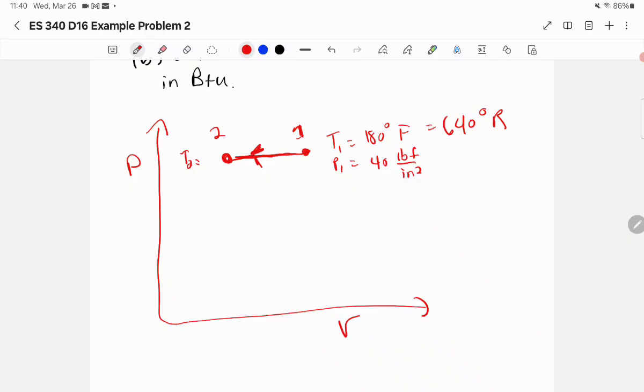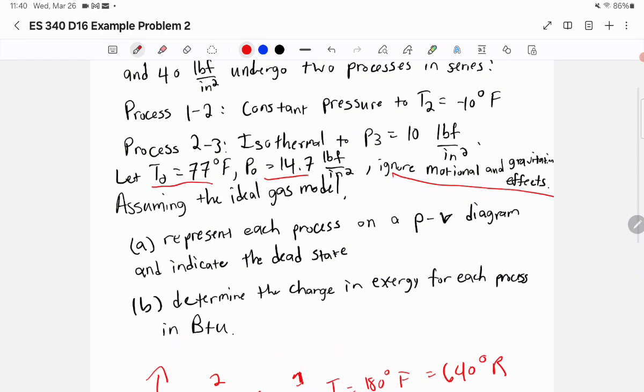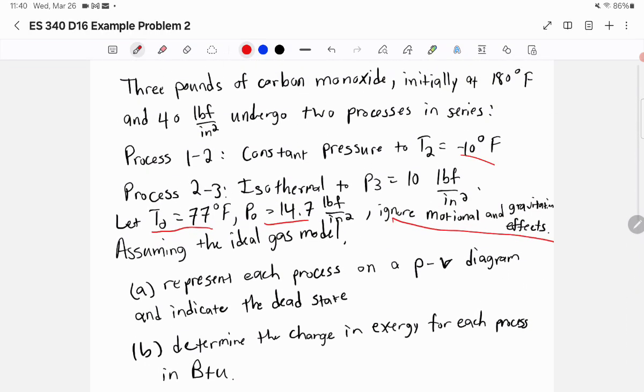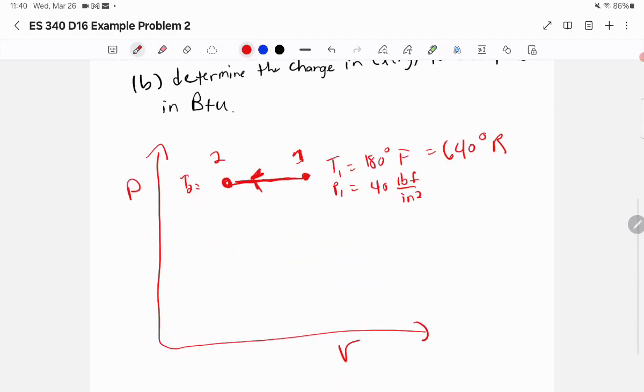Oh, right, we were given the T2. T2 was minus 10. There we go. So that's going to be minus 10 degrees Fahrenheit, which is the same as 450 degrees Rankine. And the pressure there obviously has to be 40 pound-force per inch squared.